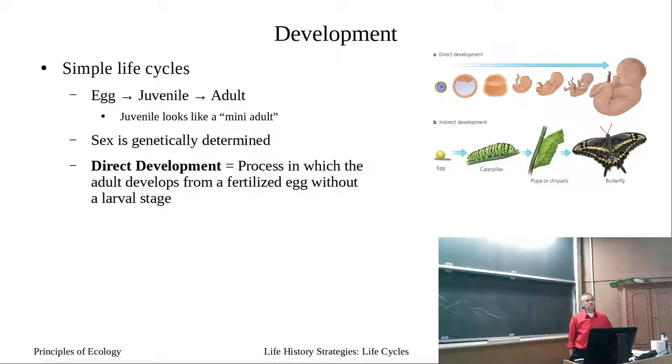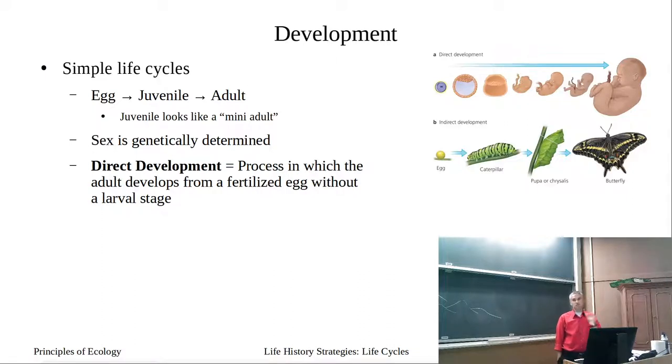So with a simple life cycle, we go from our egg, embryo, juvenile to the adult. And our juvenile is basically a miniature adult, in the sense that when we see the juvenile, the adult is going to look very, very similar to it. In these simple life cycles, sex is genetically determined. So whenever fertilization happens, whatever the genetic code says we're going to be, that's what we'll be. Now, we can ignore genetic abnormalities and just talk about if everything goes right, sex is genetically determined.